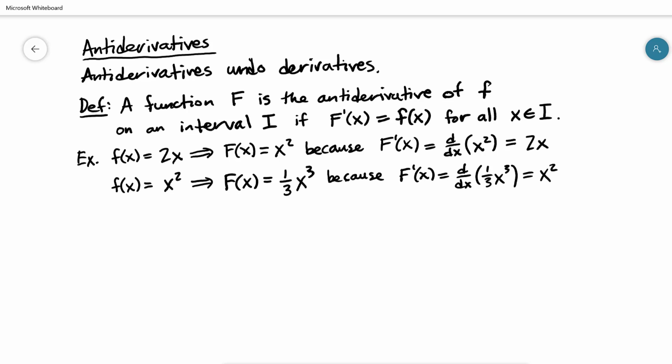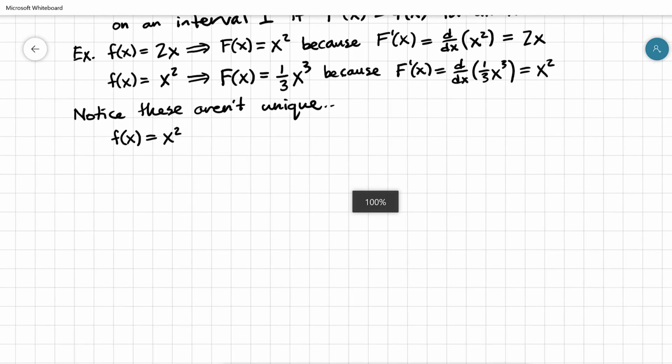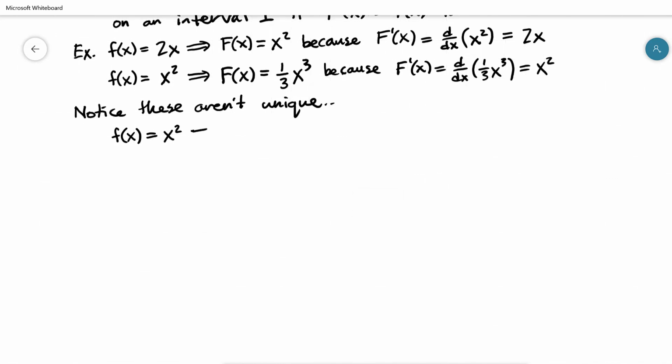But one thing I want you to notice is that these functions aren't necessarily unique. So going back to the example we just looked at, if I told you f of x was equal to x squared, there are multiple options for the antiderivative. One of them is the one that we just did. So we could have that F of x equals 1/3 x cubed.